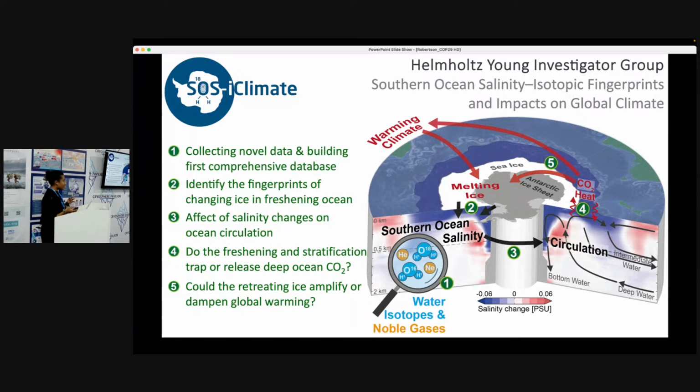And these allow us to sort of fingerprint and identify the different sources of fresh water in Antarctic bottom water and other water masses. So whether the fresh water is coming from glacial meltwater, coming from sea ice melt or formation, or coming from atmospheric processes such as precipitation and evaporation.